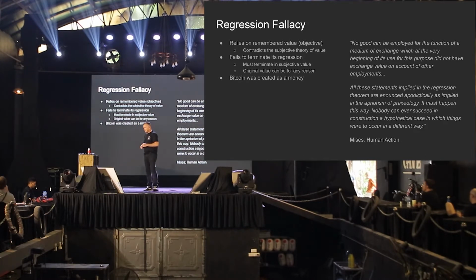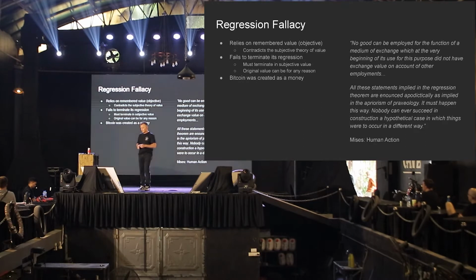So he says no good can be employed for the function of a medium of exchange which at the very beginning of its use for this purpose did not have exchange value on account of other employments. Actually, at some point it says industrial use. So all these statements applied to the regression theorem are announced apodictically, as applied to the a priorism of praxeology. It must happen this way.